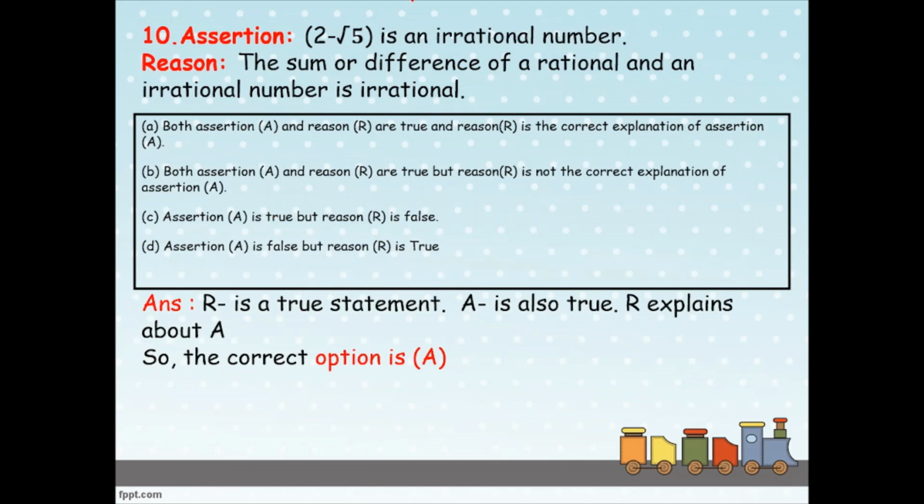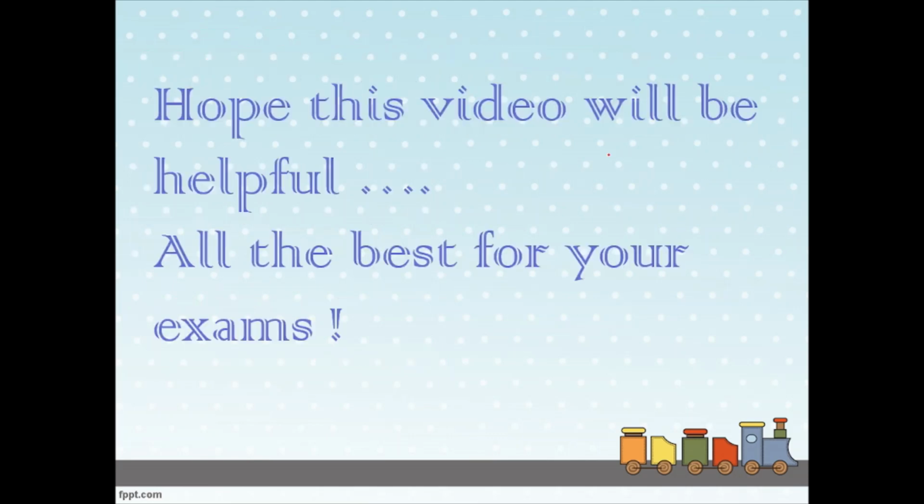Question 10. Assertion: 2 minus root 5 is an irrational number. Reason: the sum or difference of a rational number and an irrational number is an irrational number. That means if you add or subtract a rational number and an irrational number, the result will be an irrational number only. So it is a true statement. Reason is true. So 2 minus root 5, that means I subtracted an irrational number from a rational number. So obviously the result is also an irrational number. So the reason supports, that means explains, the assertion. So we go for option A.